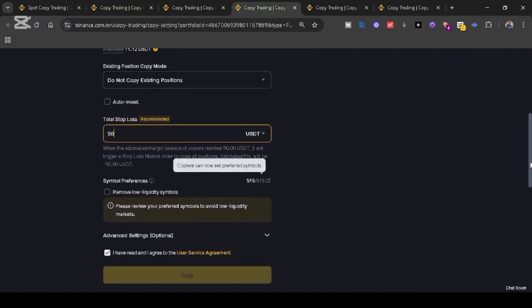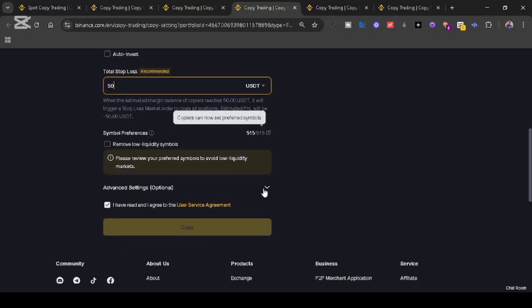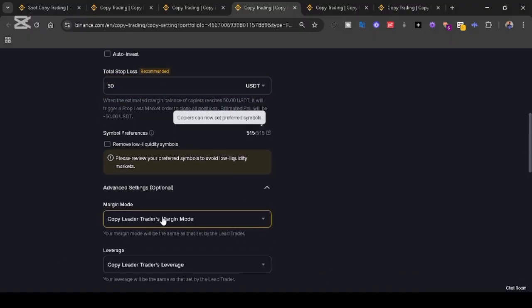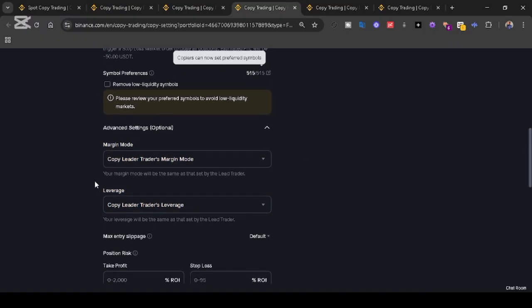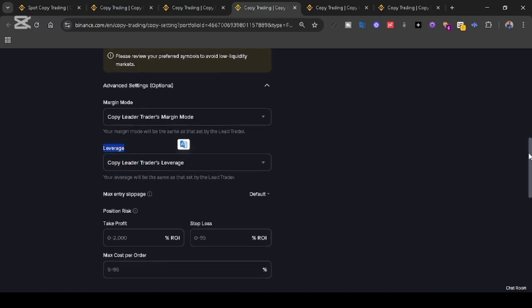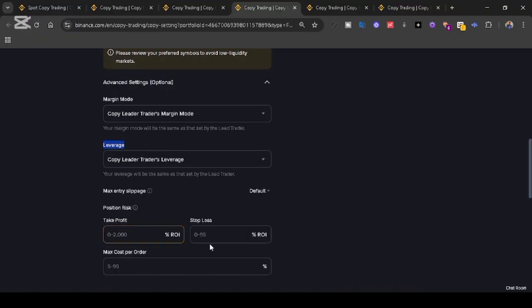So when you scroll down and you see these advanced options, I'll leave the margin mode to be the same as the copy trader's margin mode. So I'm not going to set anything on margin. Let us use his own margin, and then we're also going to leave the leverage to follow his own leverage. And then here we're going to put take profit or stop loss.